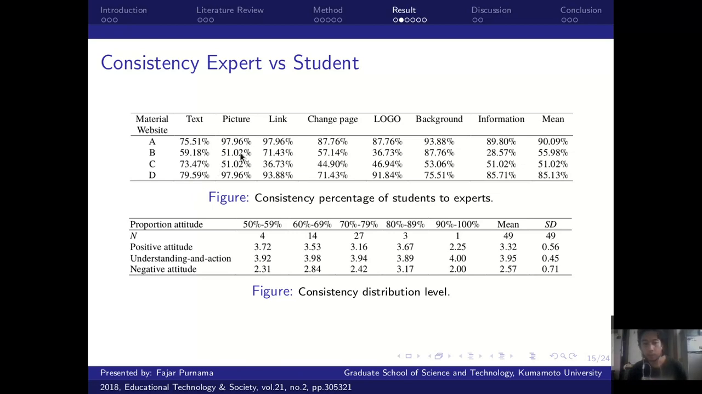I would like to summarize the result of this table. Overall, for everything, the consistency is above 50%. And overall, on average, the consistency level is above 70%. So the journal paper said it's a good thing. And here it's also provided about the positive attitude, the sending action, and the negative attitude. But I would like to skip this part, because there are more interesting results in the next section.